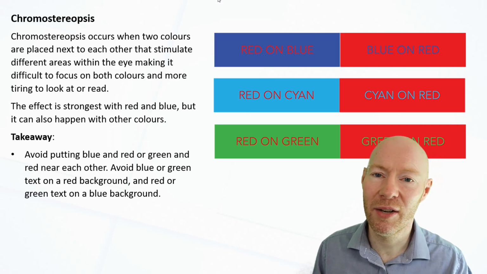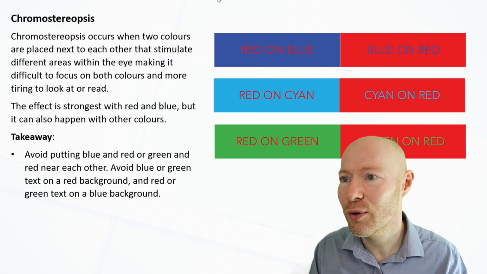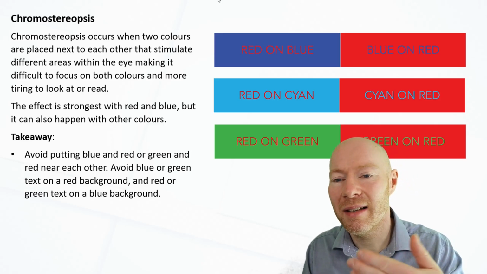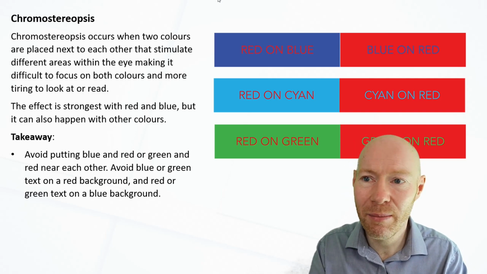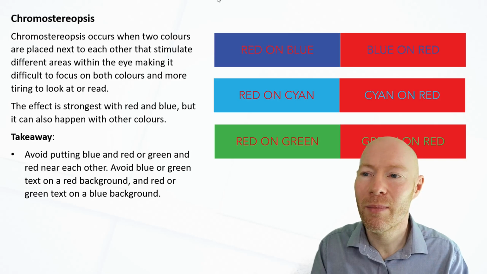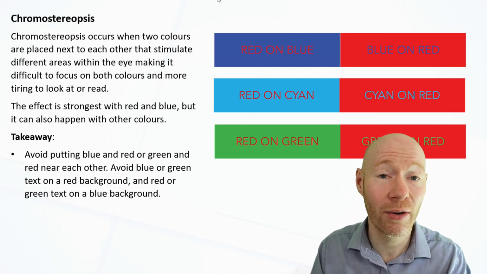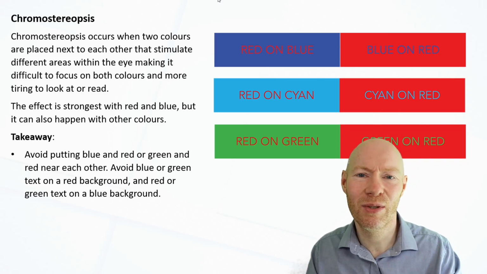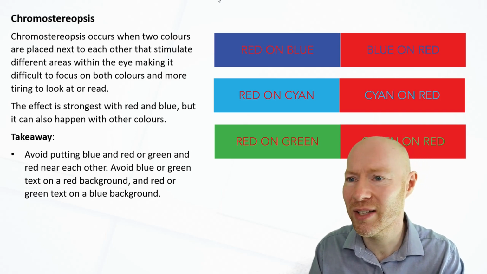So for another aspect, I suppose we're going through different aspects here of how we see. Chromostereopsis is a limitation of our visual system. It's where we have two colors. If we place them next to each other, it is difficult for the eye to focus on both colors and to see them in good detail. So colors seem to float or stand out, with strong contrast.